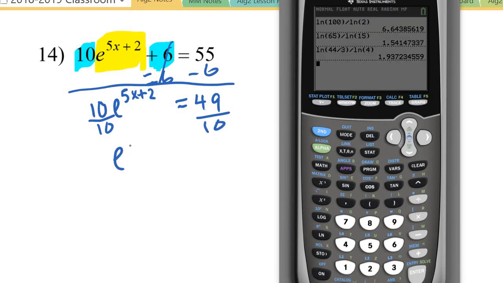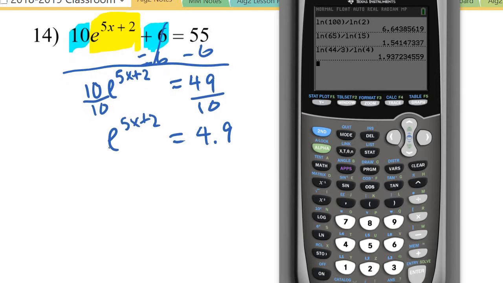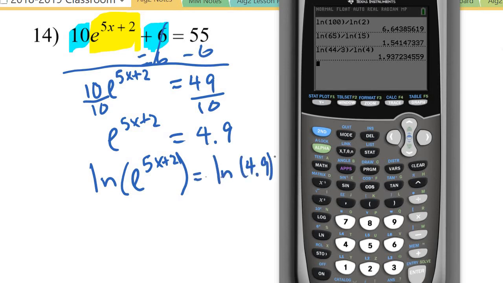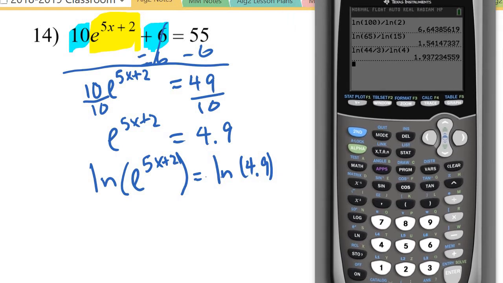And then we have e to the power of 5x plus 2 equals 4.9. I can keep this one because the decimal terminates. It's not like the previous one that goes on and on and on. So I can just keep it at 4.9, okay? So now I'm ready to take the natural logarithm of both sides. You are not ready until it is totally cleaned up like this. So I do ln of e to the power of 5x plus 2 equals ln 4.9.